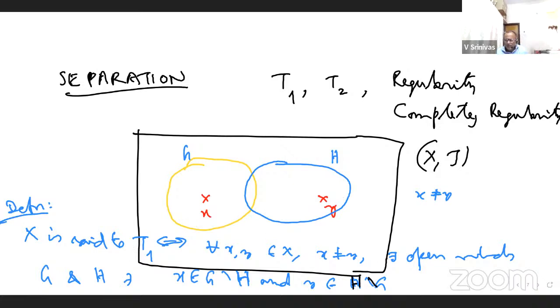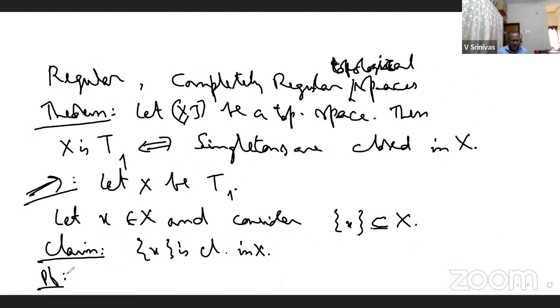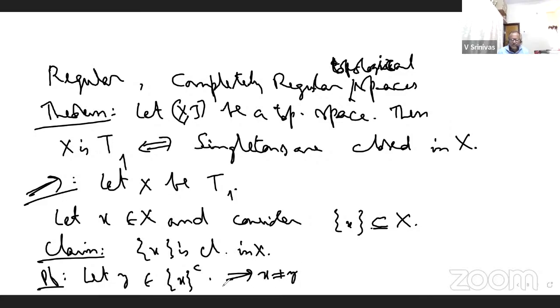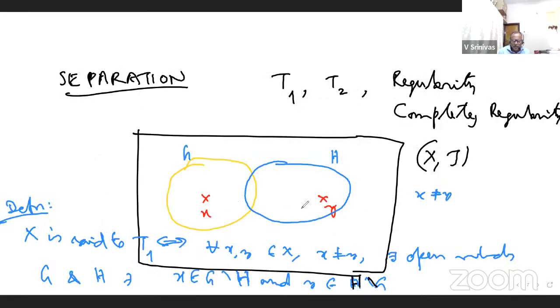Otherwise, it is meaningless, right? So let us consider the case. Let us go for the complement of this singleton. So let small y belong to the complement of the singleton. Now y is coming from the complement of the singleton. This implies that x and y are distinct, isn't it? Y is from what? This is a singleton, a point set. Y is coming from the complement of this point set.